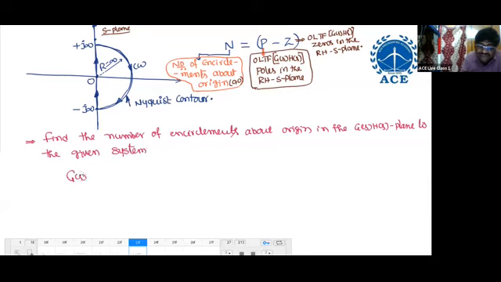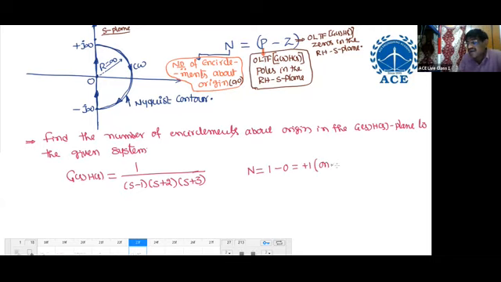That is G(s)H(s) equal to 1 by (s minus 1)(s plus 2)(s plus 3). So how many poles are there? One pole on the right. Simply, what is the formula? N equal to P minus Z. What is P? Open loop poles on the right. How many poles on the right? One pole. How many zeros on the right? No zeros. So N equal to plus 1. That means one encirclement about the origin.